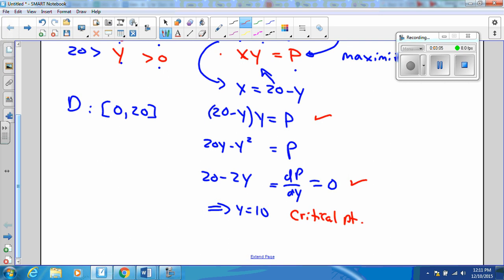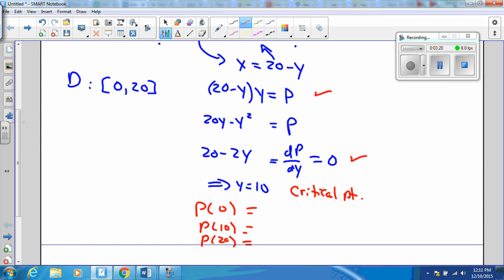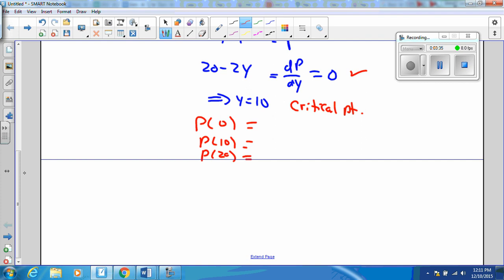Now having done that, we're going to evaluate our product P at all three, the critical point and the two endpoints. So, P of 0, P of 10, and P of 20. And I kind of like evaluating it in a factored form because it's easy. If y is 0, what is obviously my product? And if y is 20, what is obviously my product? 0. And if y is 10, what is my product? 100. And there's my max.